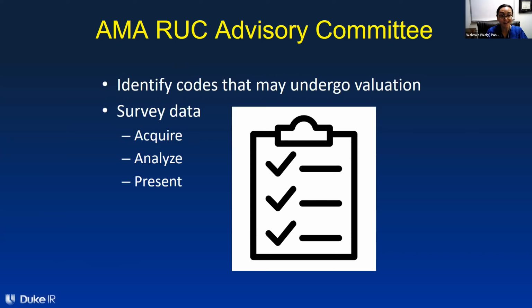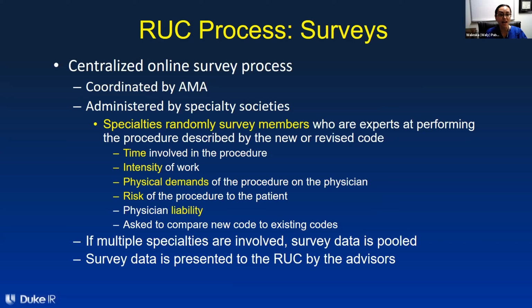It's surveys, surveying membership. There is a centralized online survey process that's coordinated by the AMA, but the surveys are actually administered by the specialty societies. And the surveys are random. The societies randomly survey the members who are the experts at performing the procedure that's being described by the CPT code. And what are the questions that go into that survey that the members are asked to answer?